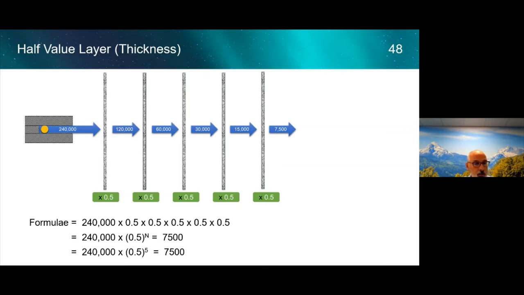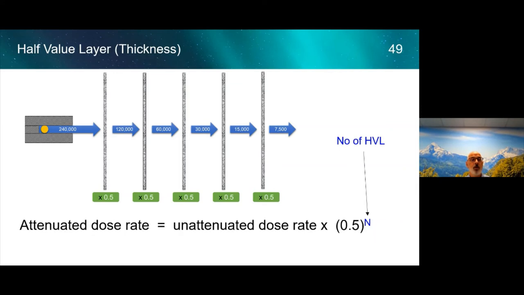Writing that in shorthand, 0.5 times 0.5 times 0.5 times 0.5 times 0.5 is exactly the same as 0.5 raised to the power 5. More generically, we'll call it N, where N is the number of half value layers. In this case we've got 5 half value layers, so N is a value of 5. So in English, the attenuated dose rate is equal to the unattenuated dose rate times 0.5 raised to the power N, where N is the number of half value layers that you actually have.